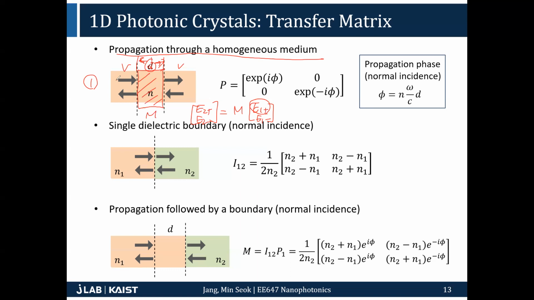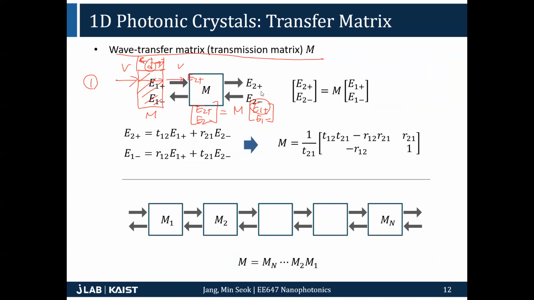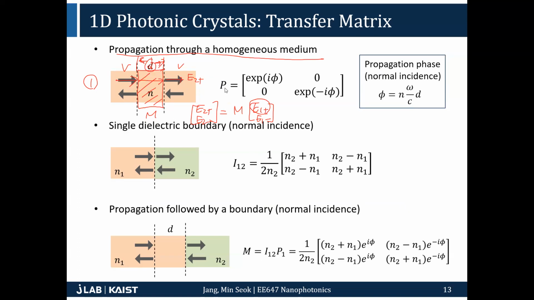Let's say this is E1 plus. Then E1 plus should propagate without any reflection, of course, and should be connected to E2 plus. I'm sorry, is that E2 plus? Let me check. Yeah, E1 plus becomes E2 plus.